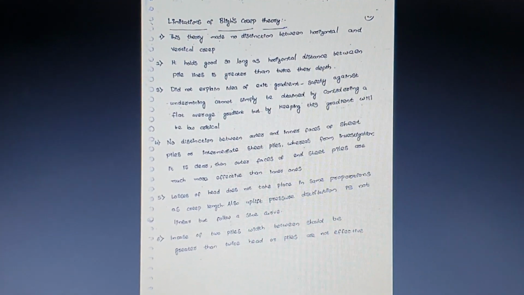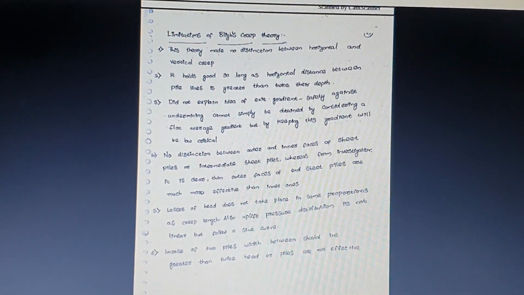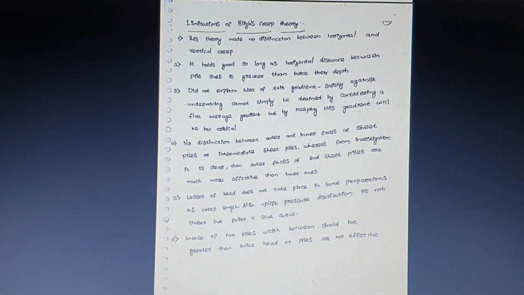And the loss of head will not be equal along the length of your impervious apron, whereas he determined that the loss of head will be equal along the entire length of the impervious apron. Next, in case of 2 piles, the width should be greater than twice the depth of the pile. This assumption does not give an effective result. These are the limitations he considered, and he designed his own theory.